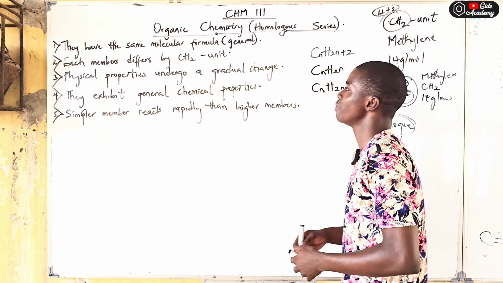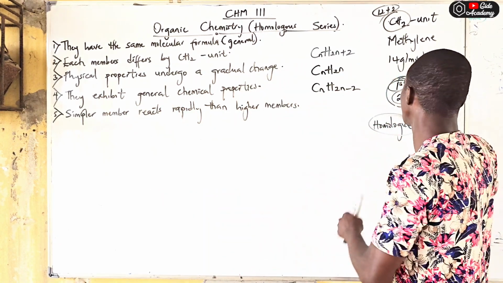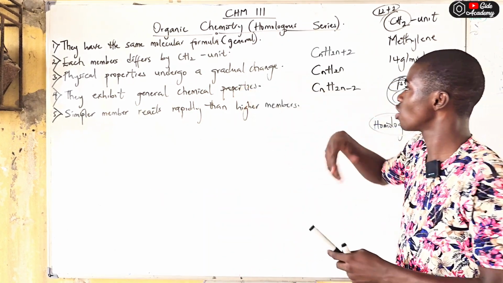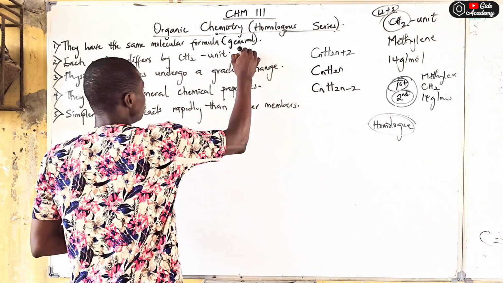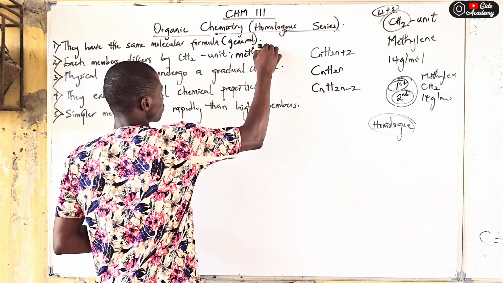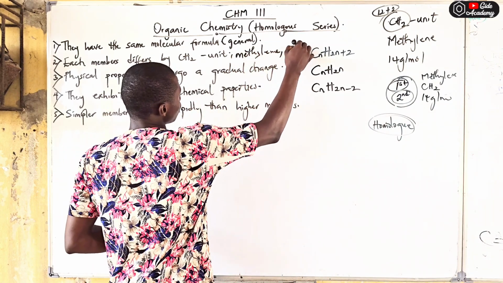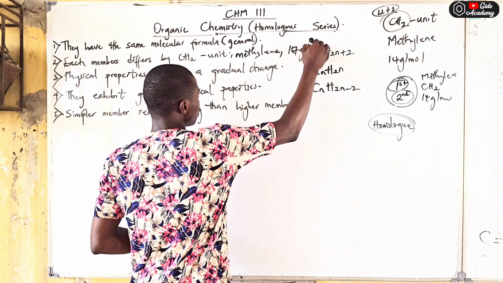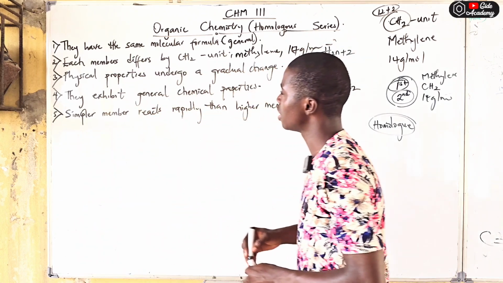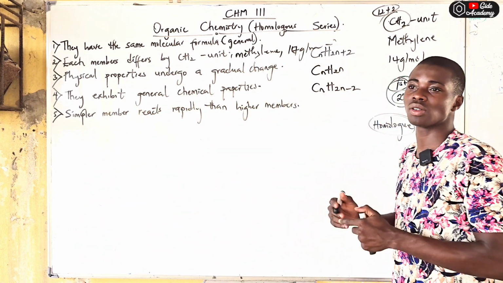The second one, each member differs by a CH2 unit. That's what I just explained already. CH2 unit, methylene, or 14 grams per mole.